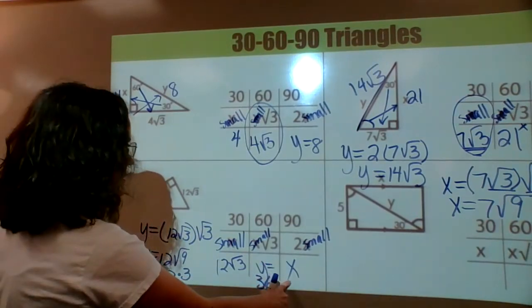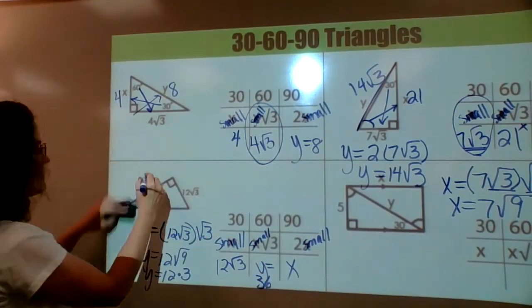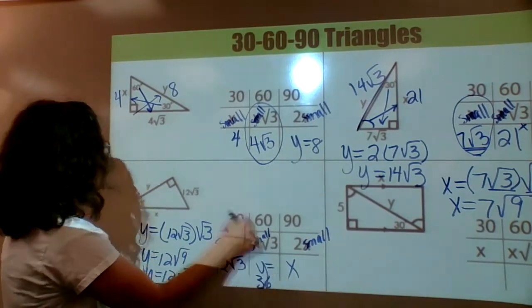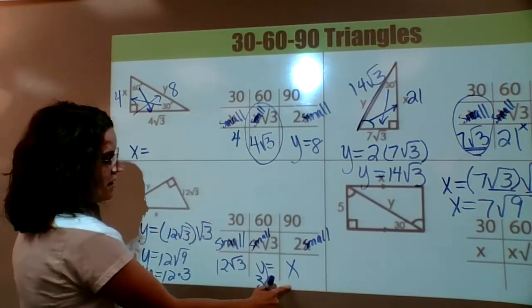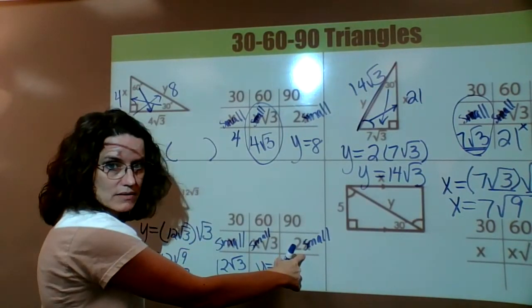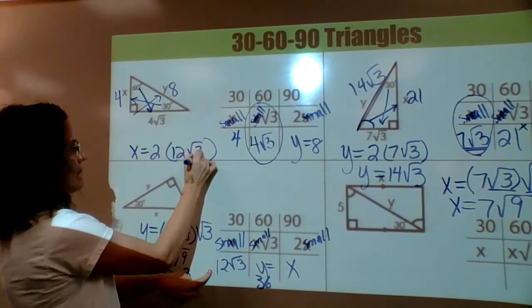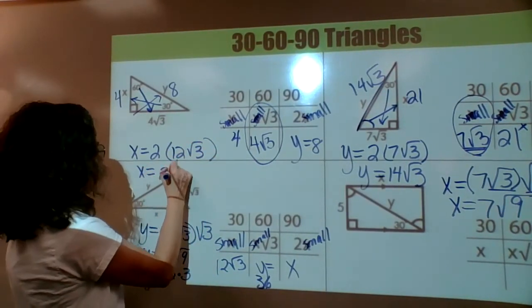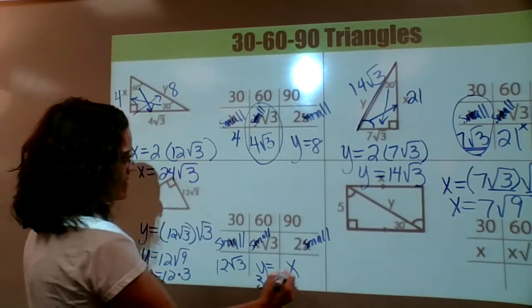To find this large one, come up here and do some work up here. I keep jumping all over the place, don't I? So to find x, I'm going to take 2 times whatever the small side was. Well, the small side equaled 12 root 3. So x will equal 2 times 12, which is 24 root 3.